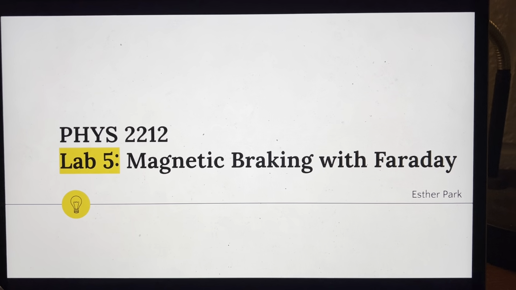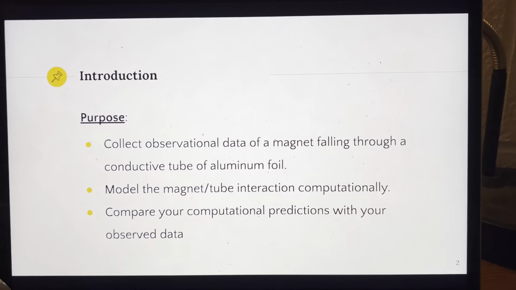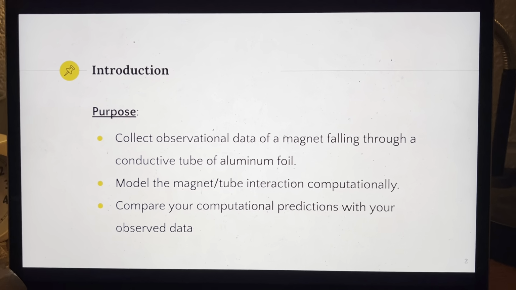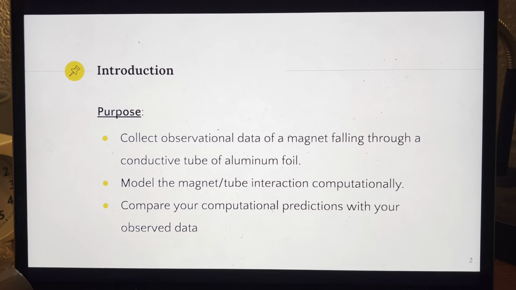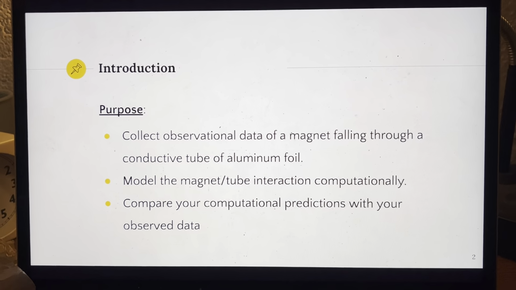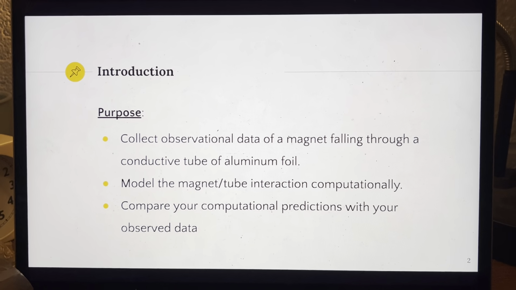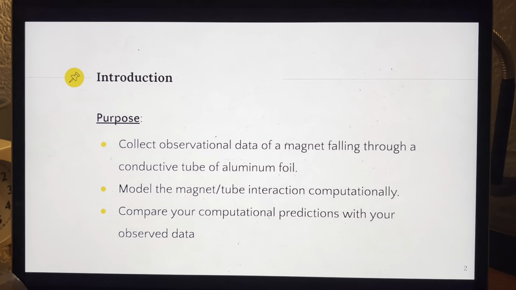Hi, I'm going to talk about Lab 5, which is magnetic braking with Faraday. The purpose of this lab is to collect observational data of a magnet falling through a conductive tube of aluminum foil, model the magnet-tube interaction computationally, and compare my computational predictions with my observed data.